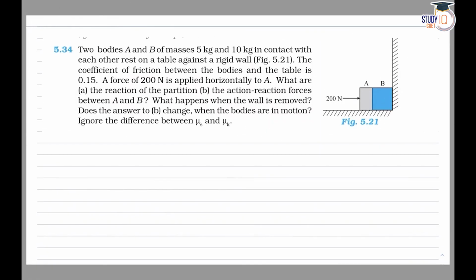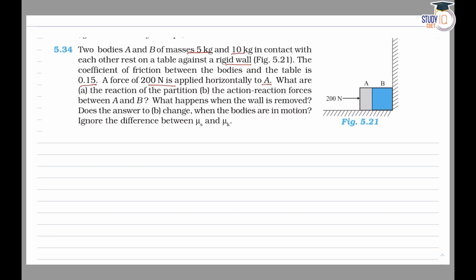NCERT Physics Class 11th, 5th chapter, Motion in a Plane, question number 5.34. In this situation, we are given two bodies A and B of mass 5 and 10 kg kept on a table against the rigid wall. The coefficient of friction between the bodies and table is 0.15. A force of 200 Newton is applied horizontally to A.